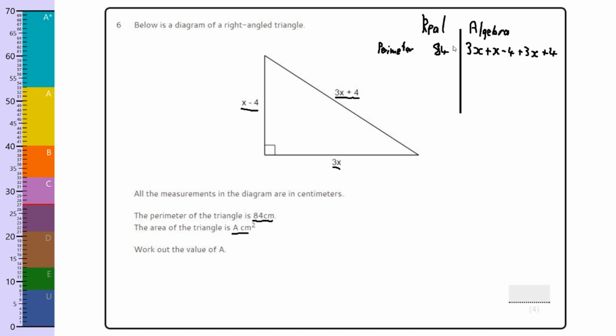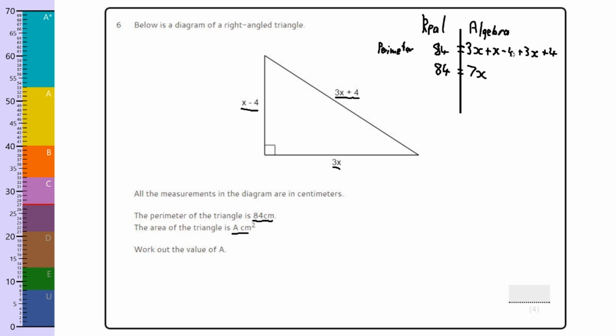Now we know that the real number for the perimeter and the algebra number for the perimeter are equal because they're both talking about the same perimeter. So if we put an equals there, that's absolutely fine. Now that's going to stay the same on the next line of work, but what we're going to do on this side is collect all the like terms. So 3x plus 3x is 6x and then plus x is 7x.